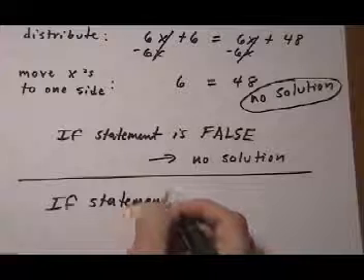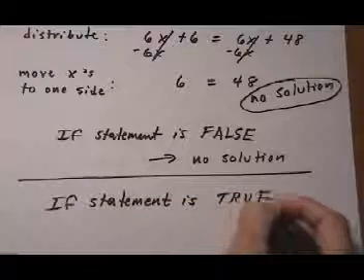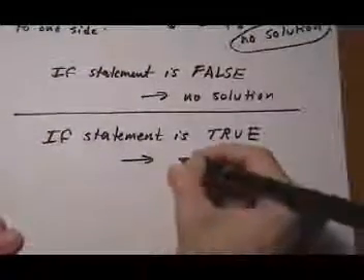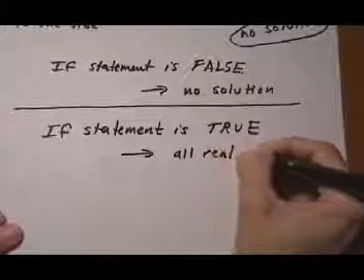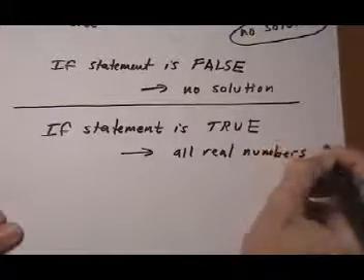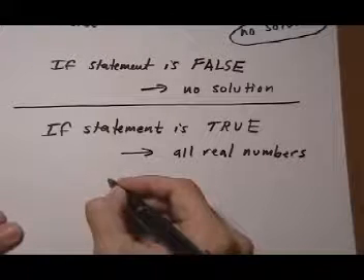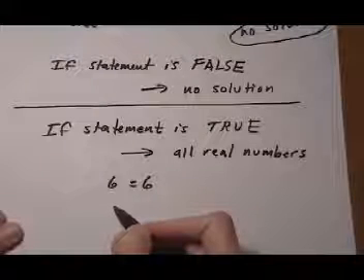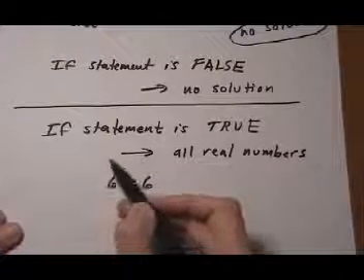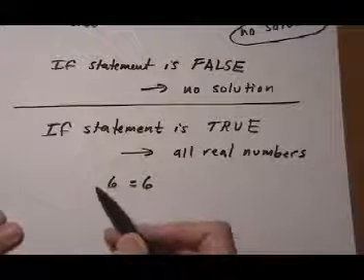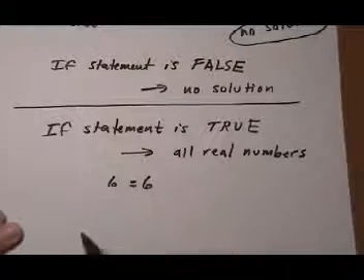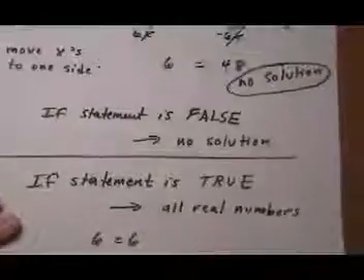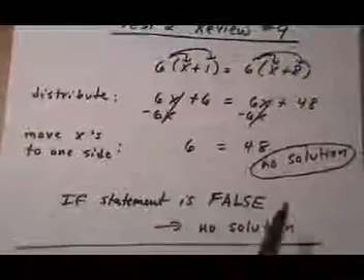If, on the other hand, our statement had been true, which you might encounter in some problems, then what you want to conclude is that all real numbers will work. For example, let's say we ended up with 6 equals 6 as a statement. Well, 6 will always equal 6. No matter what we put in for x in the equation that came above it and led to 6 equals 6, the x's will cancel out. Any x value will cancel out. And we'll always get 6 equals 6, which is true. So all real numbers would be the solution in that case. But for the problem we're working on, no solution is our final answer.